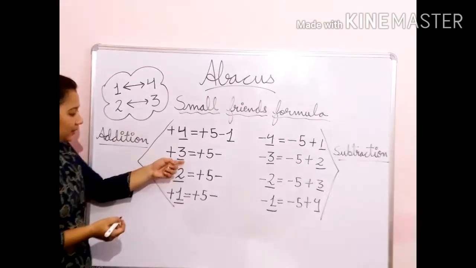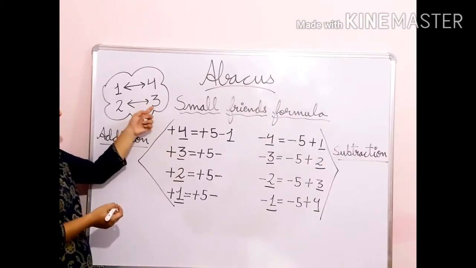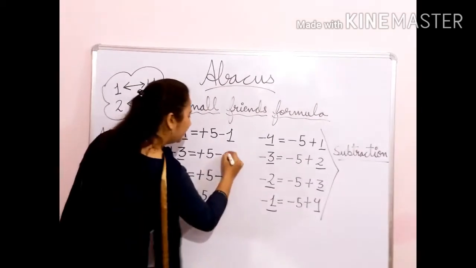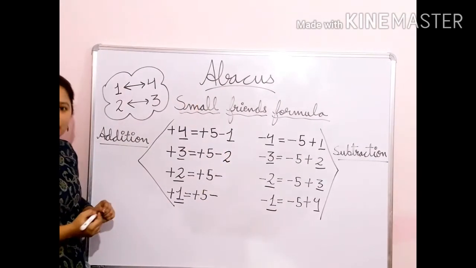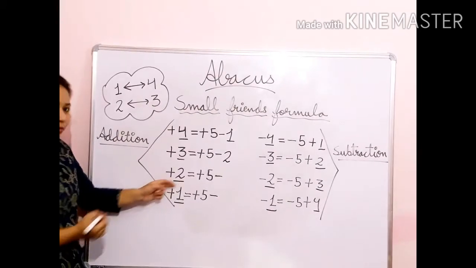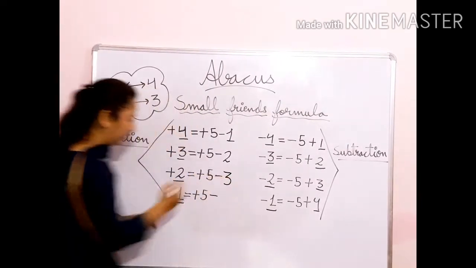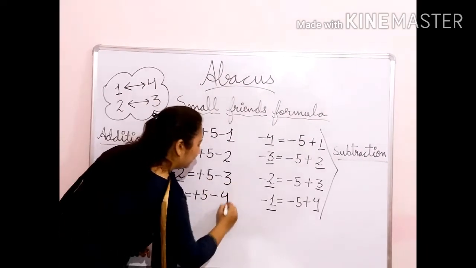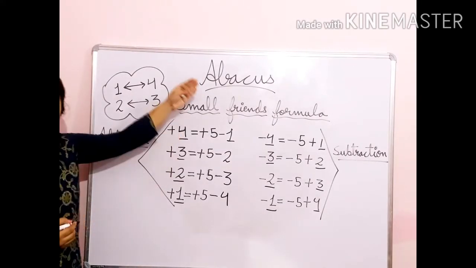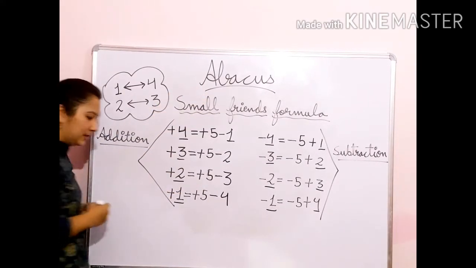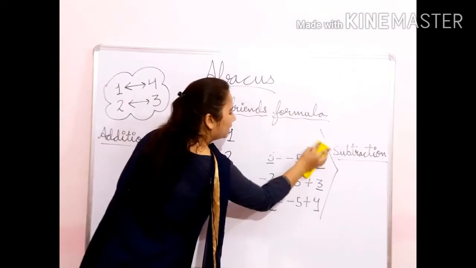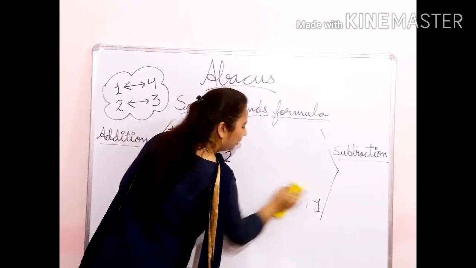Same way, 3 is the friend of 2. So, with 3, 2 will be there. Same way, with 2, 3 will be there. And with 1, 4 will be there. See how easily I have formed these formulas. Now, I will write these formulas again for you by using the friends.